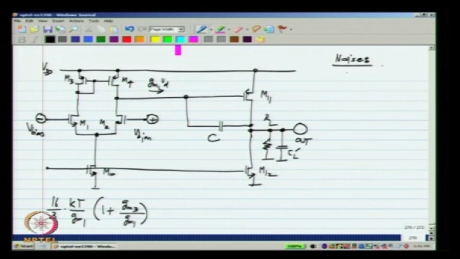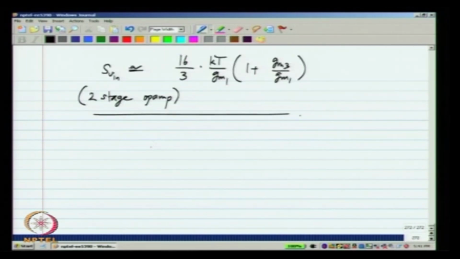Now, the next thing we will consider is the input referred offset. What do we mean by the offset here? Let us take the example of a unity gain follower, for instance. If I apply an input, the output should exactly follow the input, but because of the offset there will be a difference between the input and the output. So, that is the offset.